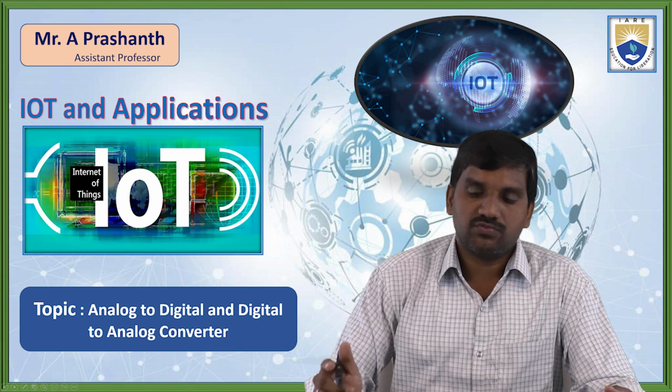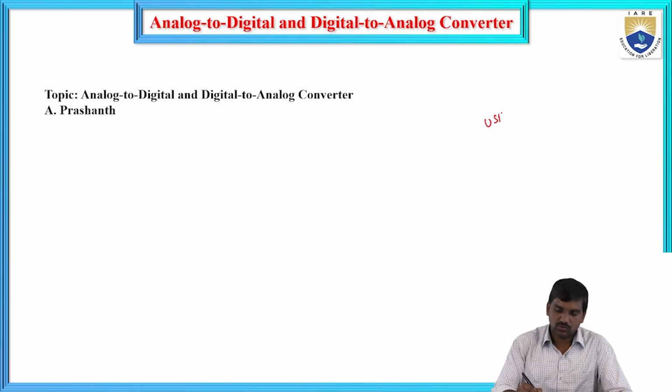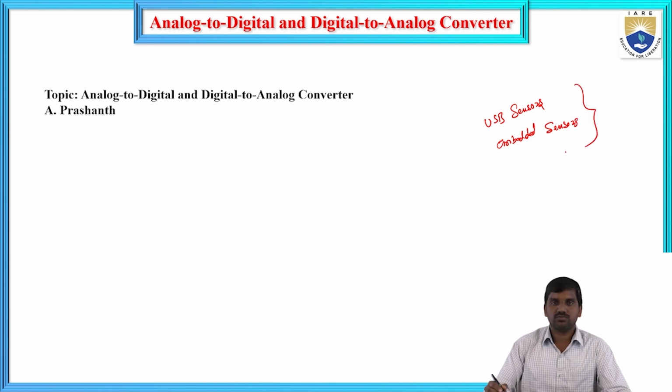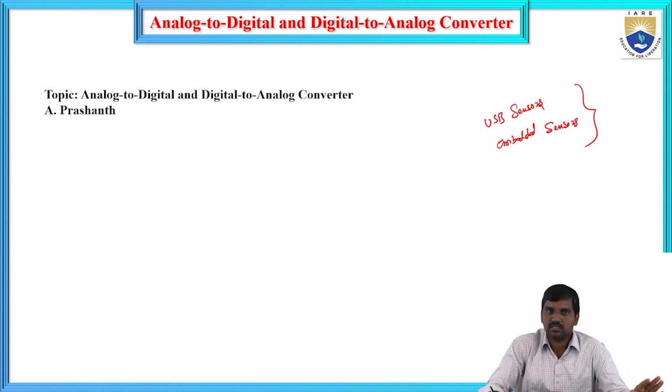In the last lecture, we discussed USB sensors and embedded sensors. Along with that, we discussed the various types of sensors available to develop IoT projects. In the USB sensors, we have different types of sensors. What are the applications? What are the advantages, features like that? We discussed in the last use case. Also, we discussed in the last class.